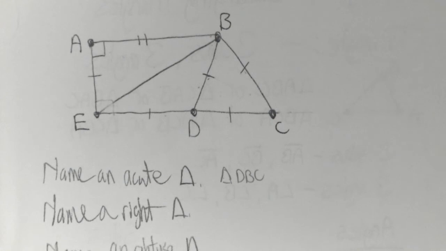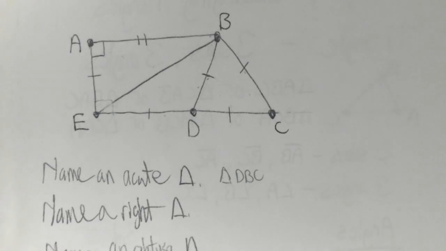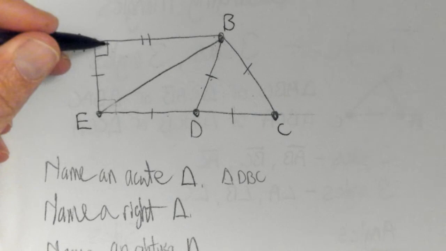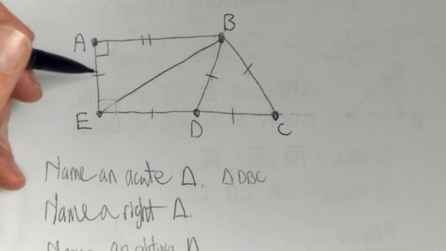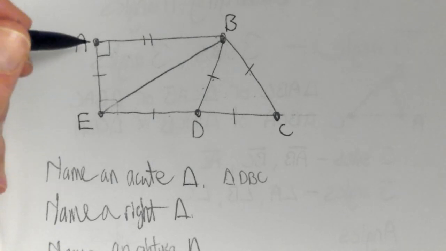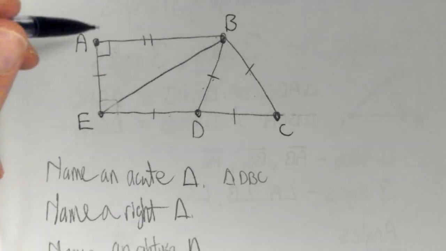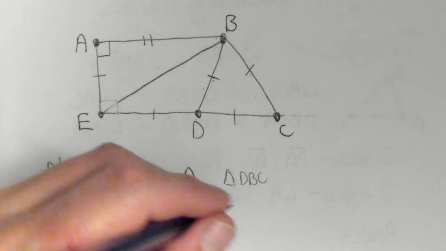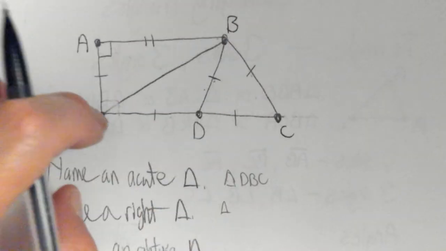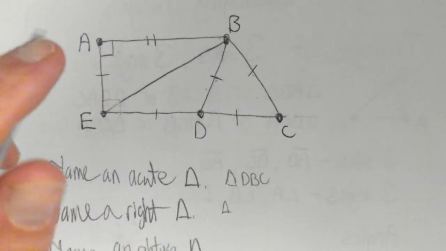The next one that they're asking me for is to name a right triangle. A right triangle should have 90 degrees as one of its angles. This one up top does. There's a 90 degree angle there. And so if I wanted to name that triangle, I could say that's triangle ABE. ABE is the correct answer.